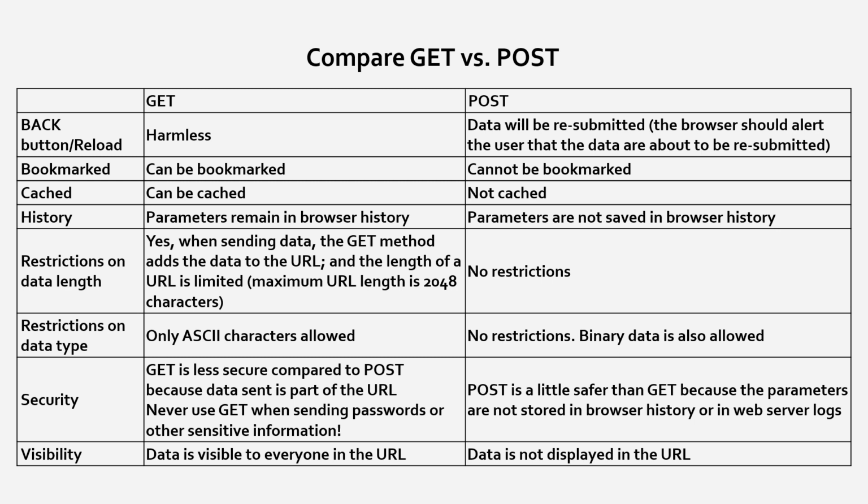Next is restrictions on data length. In the GET method, the URL length is restricted to 2048 characters. But in the case of POST, there are no such restrictions. Now, restrictions on data types. In the case of the GET method, only ASCII characters are allowed, whereas in the POST method there are no such restrictions. Binary data is also allowed.